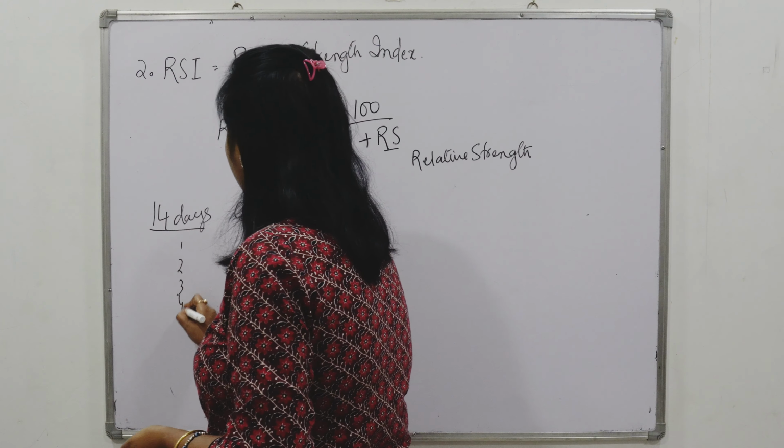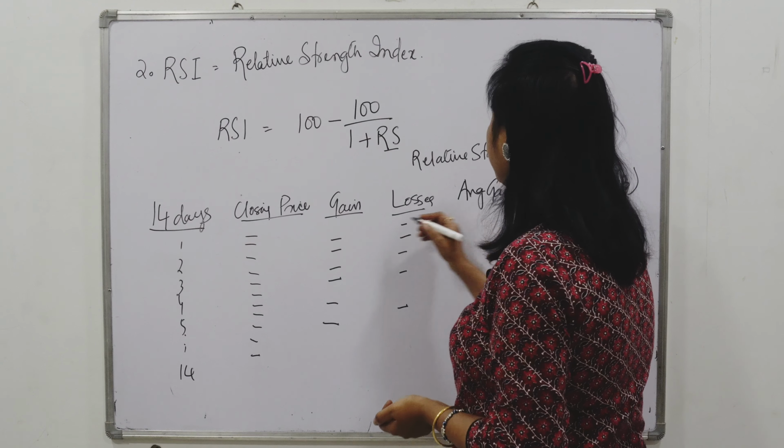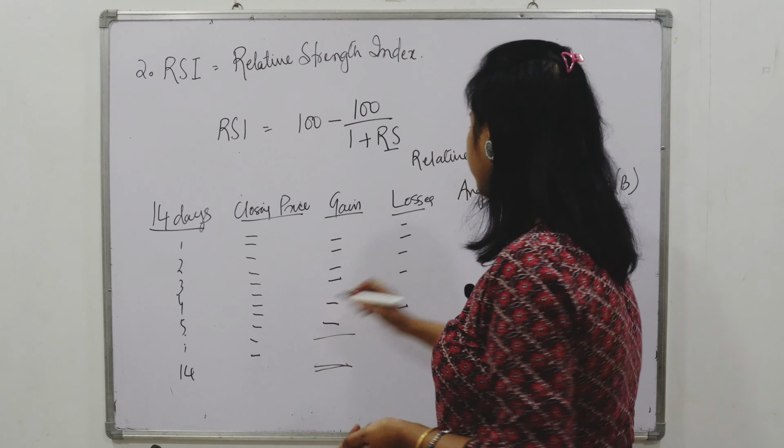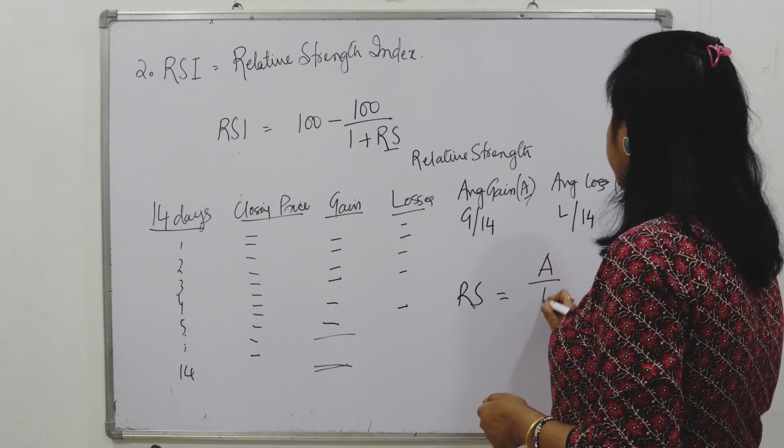Then I will take the average of the gains and the average of the losses. So let's call this A and this B. How do I know the average gain? I will find the total gain, divided by 14. Similarly the total loss divided by 14 days. So I get A here, I get B here. So RS, let's understand what relative strength is. Relative strength is A divided by B.